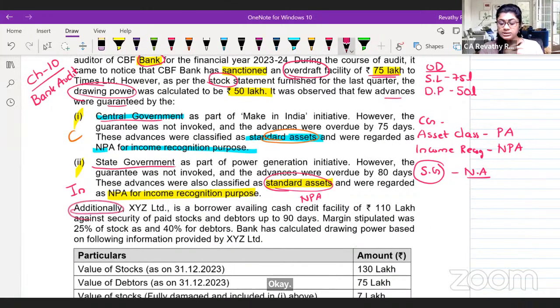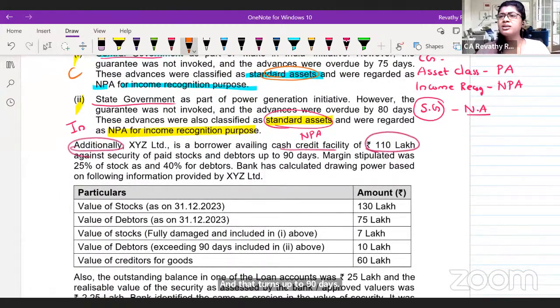Additionally, XYZ is a borrower availing another cash credit facility of 110 lakh against security of paid stock and debtors up to 90 days. So, what is 110 lakh? 110 is the sanctioned limit, right? Now they have given you the details. Margin on stock is 25%. Margin on debtors is 40%. Bank has calculated the drawing power based on the following info.